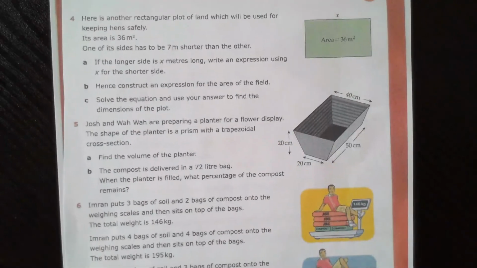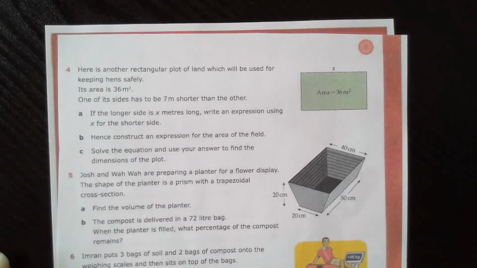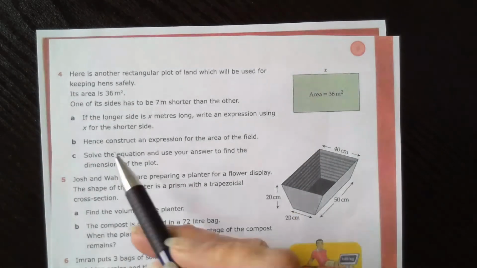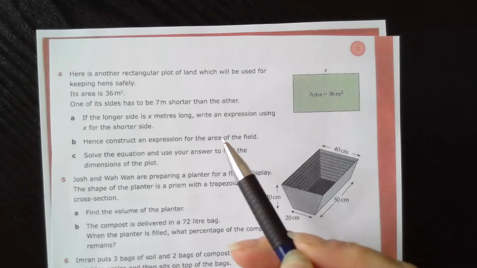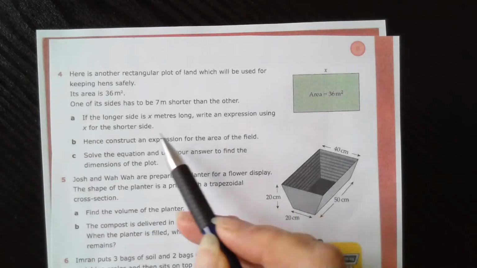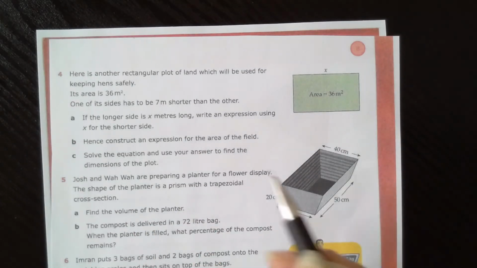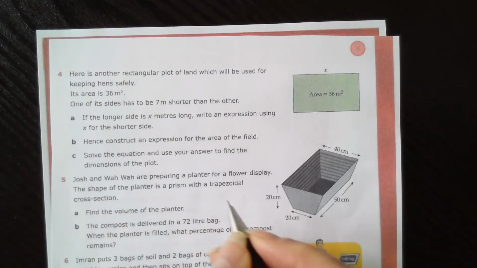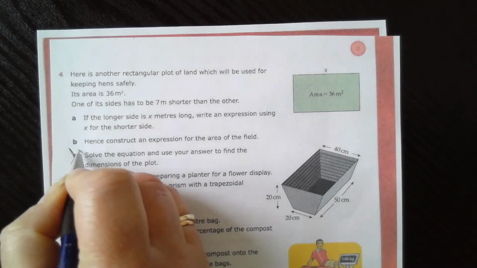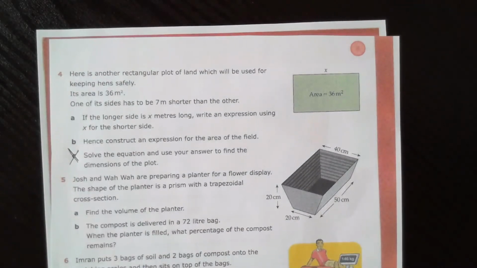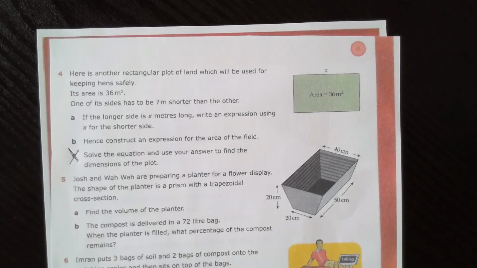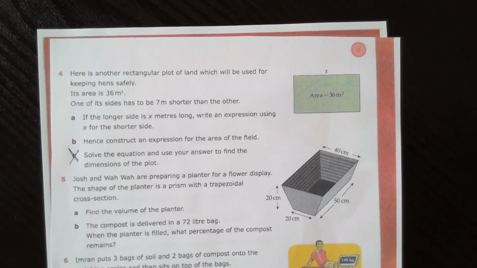We have got here a rectangular plot. We know its area, we know something about its sides, and it's part A. If the long side is X metres long, write an expression for the short side. You can do that. Part B, you can do that. Part C, you can't do. Part C involves solving a quadratic equation using the quadratic formula, neither of which you've done in Year 9. That's a Year 10 skill, so you can leave that one out.